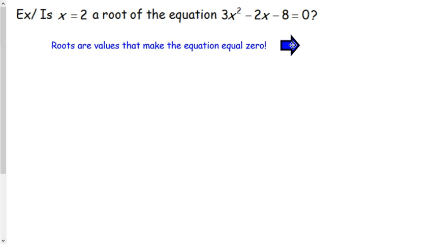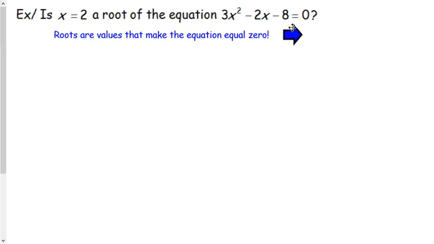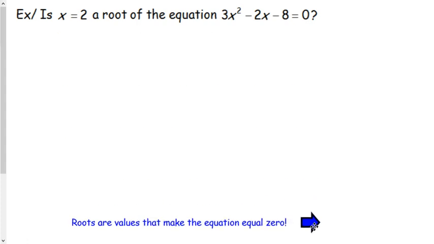Okay, so we're saying roots are values that make quadratic equations equal to 0. So is x equal to 2 one of the roots, one of the solutions? Let's find out. We're going to take our equation and sub in and see. So we'll say 3 times 2 squared minus 2 times 2 minus 8. What is that going to work out to? Does that equal 0? We'll find out.